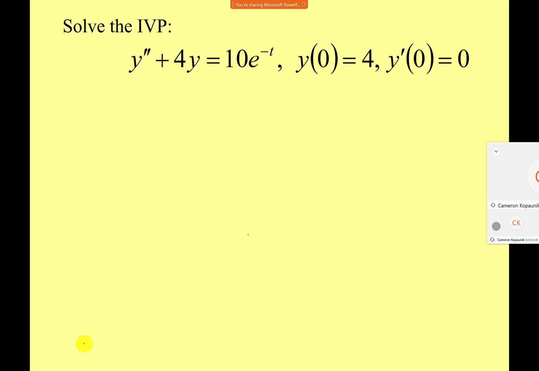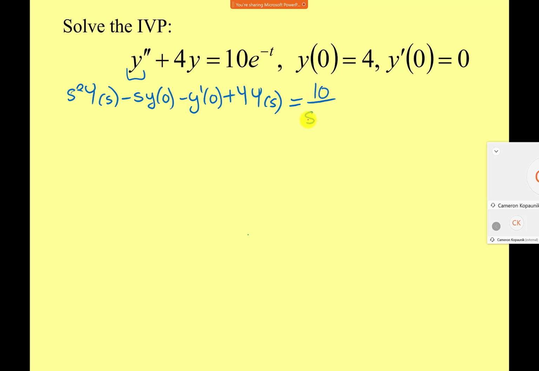So we're going to Laplace transform. The second derivative is s squared Y of s minus s y of 0 minus y prime of 0. Okay, so that is the y double prime, plus 4 times the Laplace transform of y, which is just capital Y of s, equals, and it looks like we got that same non-homogeneous piece, 10 over s minus a, and a is minus 1, so it's going to become s plus 1.